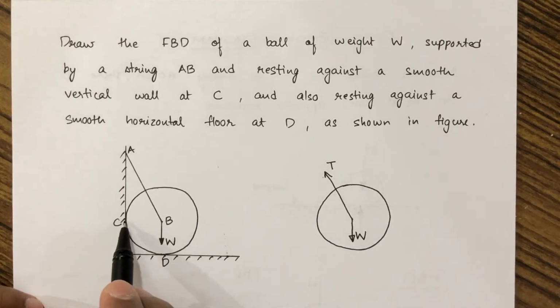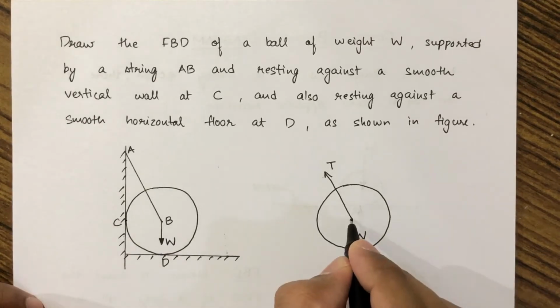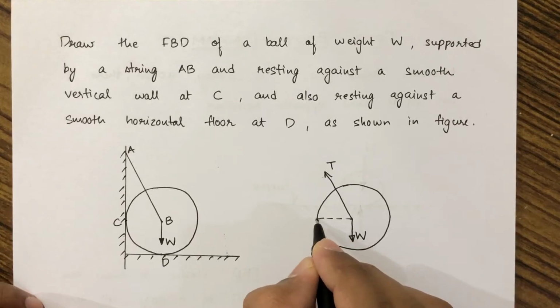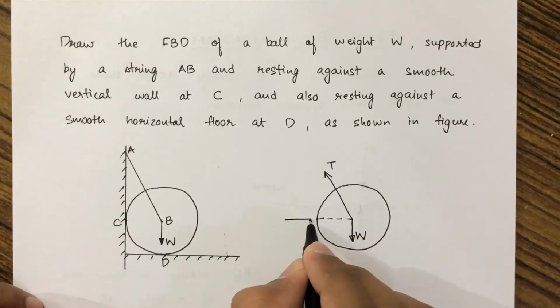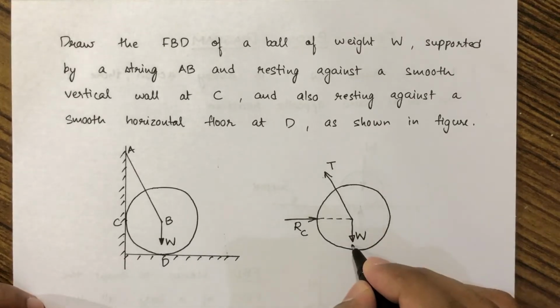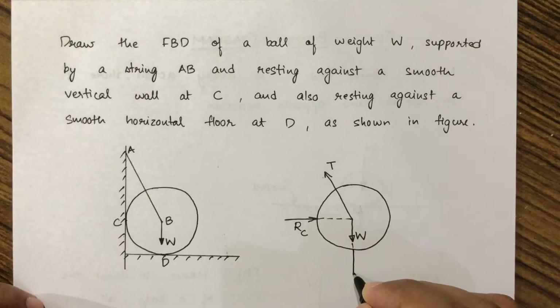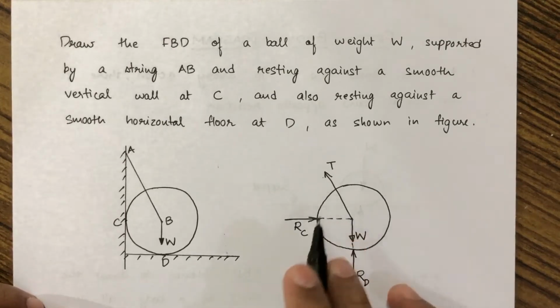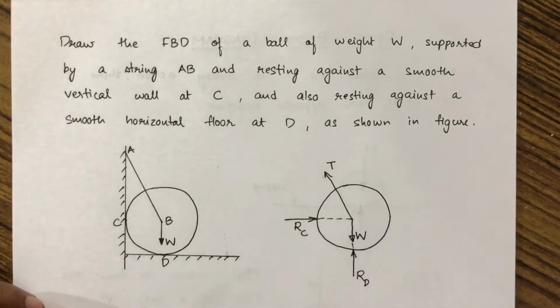Also, the ball is resting against the wall at this point C. It is supported at this point C. So at the point C, there will be a normal reaction. Suppose this is the point C. So here one reaction will be there. Let us call this the reaction at the point C, so let this be RC. Also, the ball is resting on this floor at this point D. So at the point D also there will be a normal reaction which will be exerted on the ball. Okay. So these are the 4 reactions or the 4 forces that will act on the ball.